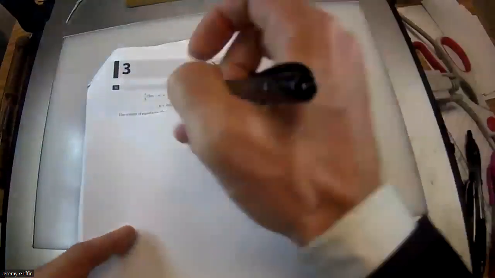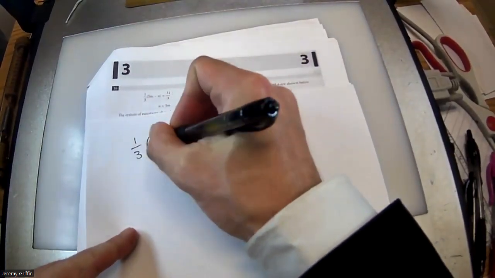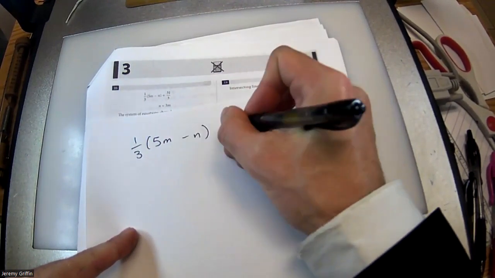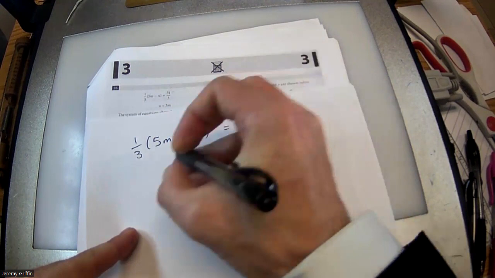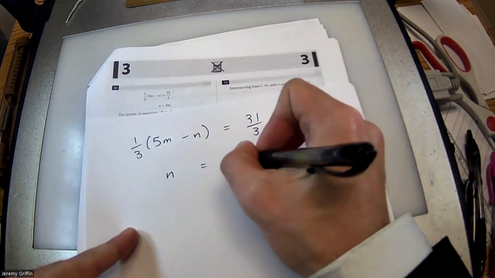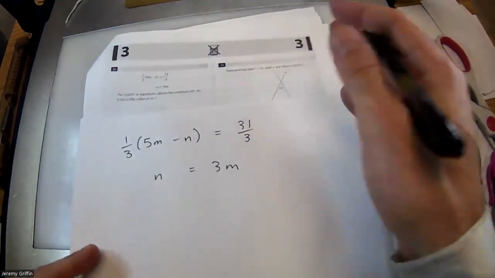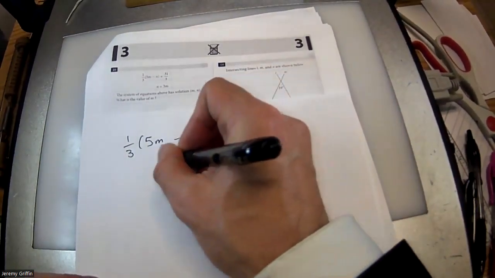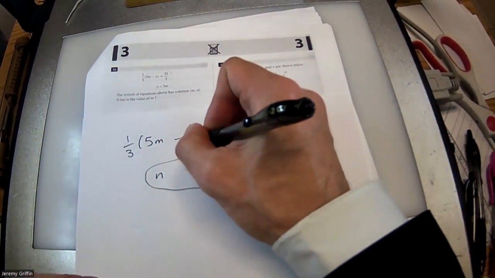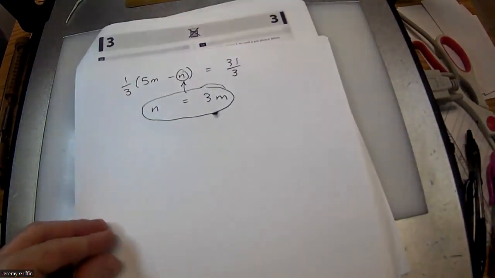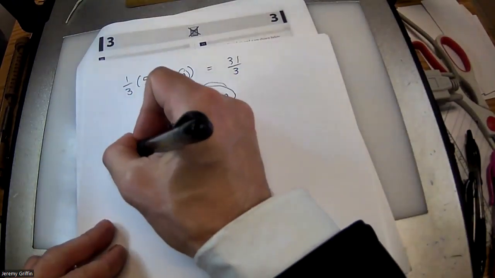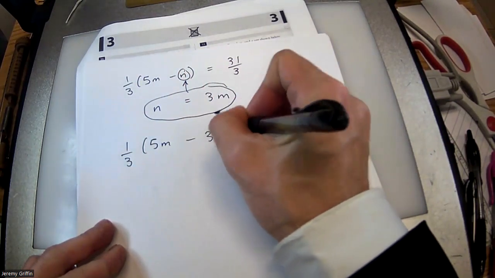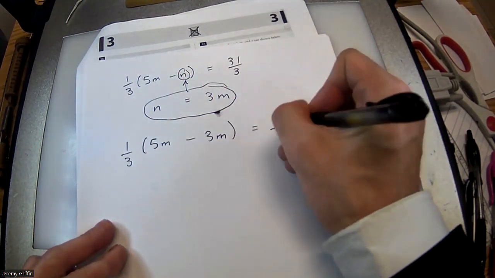1/3 5n minus n equals 31 on 3, and n equals 3m. The system of equations has solution m, n. What is the value of m? Well, I should just take this n equals 3m and substitute it right there. Okay. So let's do 1/3 of 5m minus 3m is equal to 31 on 3.